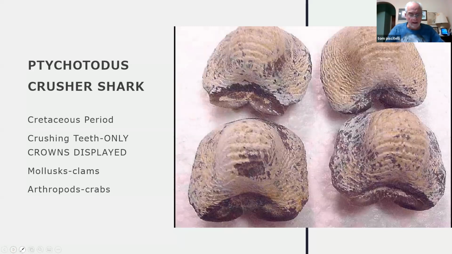Or the crown can be thick and rounded with ridges. These teeth are from a bottom-feeding shark. The teeth are used to crack the shells of clams and other types of bivalves, or to break open a crab shell or exoskeleton. Next, please.